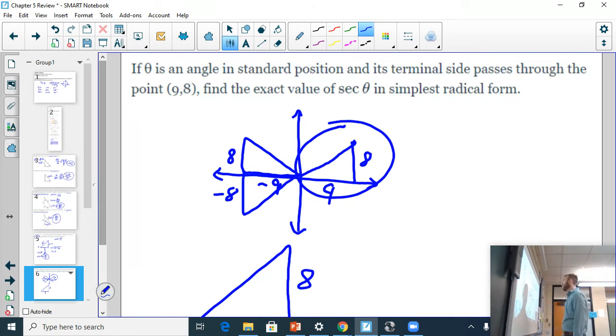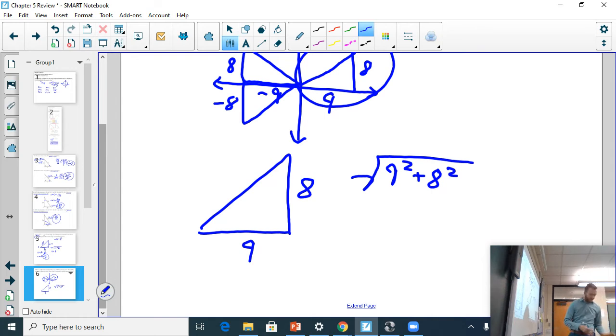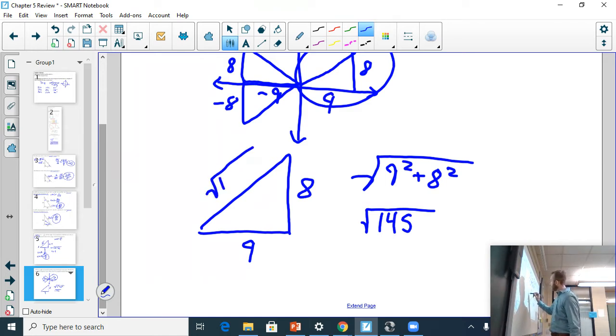And find the exact value of secant theta. So secant, we're going to deal with cosine, so we're going to need that hypotenuse. So we're going to need to do 9 squared plus 8 squared, which is the square root of 145. I don't think that has any nice square roots, so we're just going to leave it like that. It doesn't simplify any further. Square root of 145.